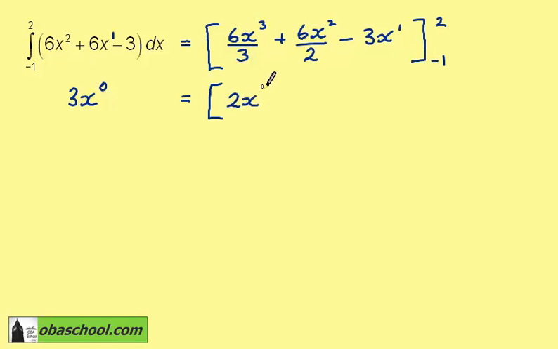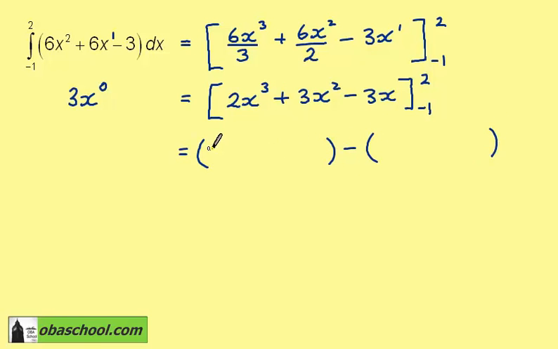This gives us 2x cubed plus 3x squared minus 3x from -1 to 2. This becomes two round brackets with a minus sign between.